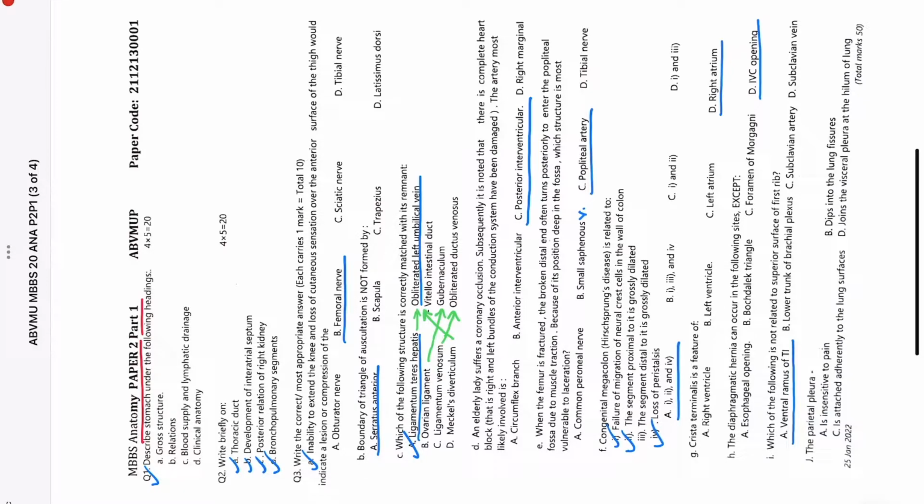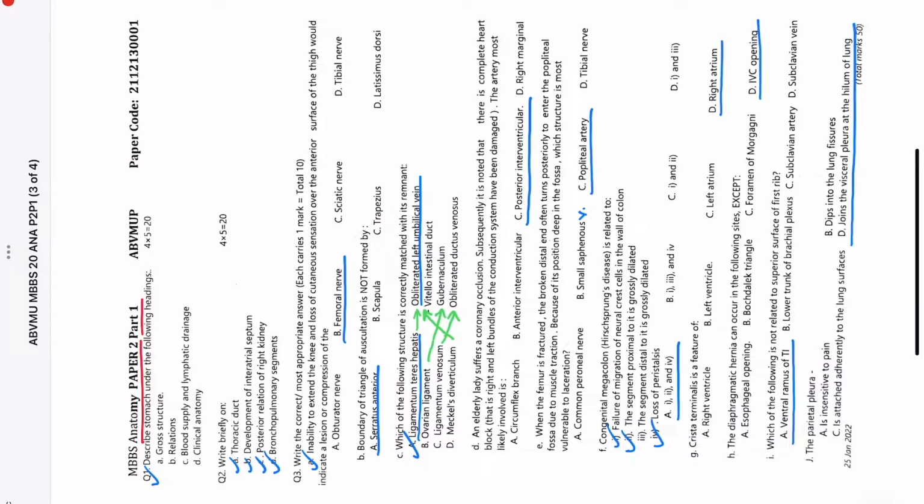Rather, you can say that A, B and C choices are the features of the visceral pleura. This visceral pleura is derived from the splanchnopleuric layer of the embryonic mesoderm. So it is innervated by the autonomic nerves and it is pain insensitive. It dips into the lung fissures and is adherently attached to the lung surface. While talking about parietal pleura, remember that it joins the visceral pleura at the hilum of the lungs. So the answer here is choice number D.